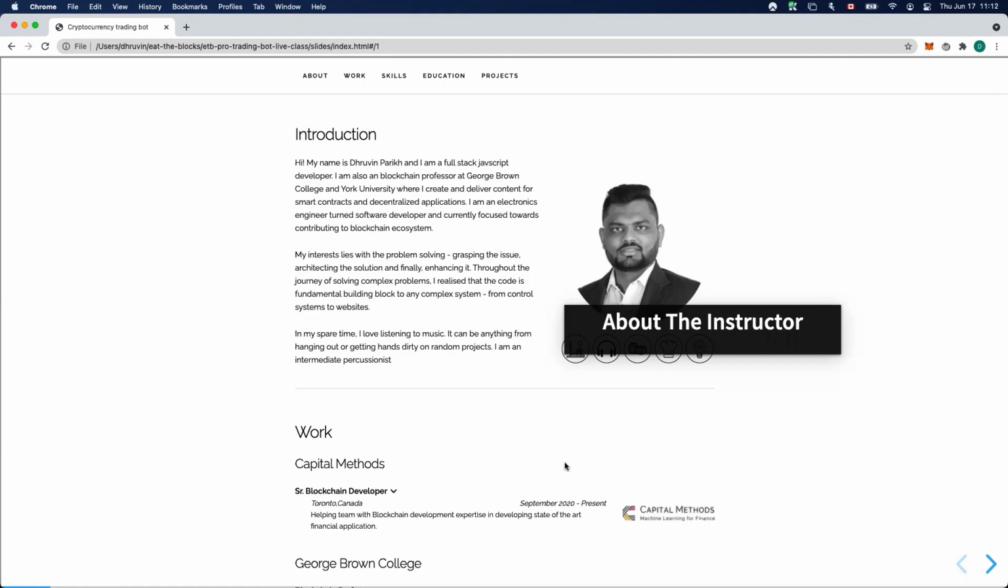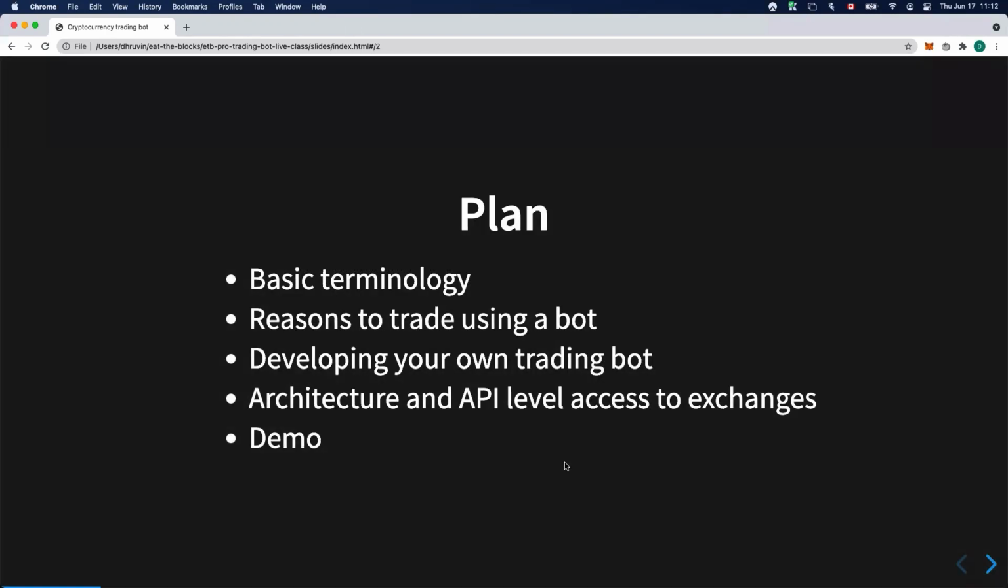That's a basic introduction about my technical side. As far as teaching experience goes, I have more than 2 years of teaching experience in the blockchain space. I started as a blockchain professor with George Brown College, where I'm teaching smart contracts and decentralized applications. I am also a part-time instructor at York University, where I am teaching the same sort of curriculum in a different package. So that's all about my introduction.